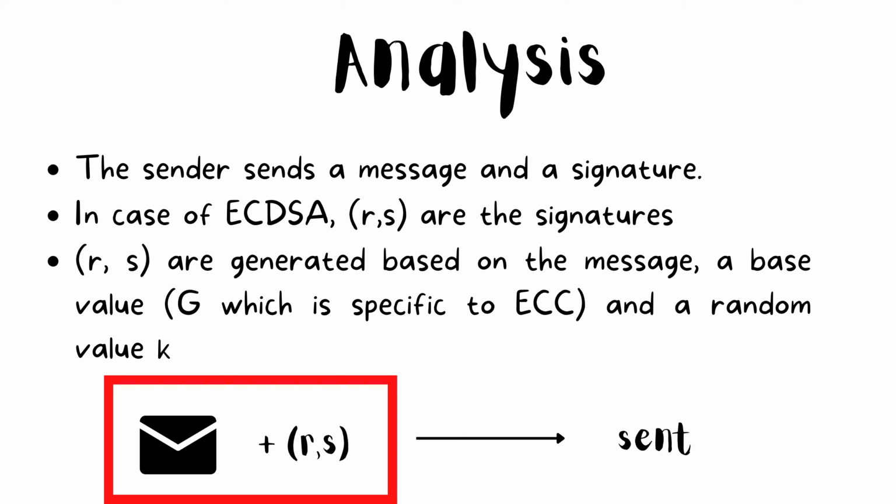Now let's just see how ECDSA is implemented. Generally what will happen is a user or the sender will send a message. Along with the message, he'll send in R and S. Now what are R and S? In case of ECDSA, R and S are referred to as the signatures, and these are generated on the basis of the message that is being sent, a base value G which is specific to elliptic curve cryptography, and a random value K. So there are a few variables upon which the R and S values are decided. Now these both are sent to the recipient.